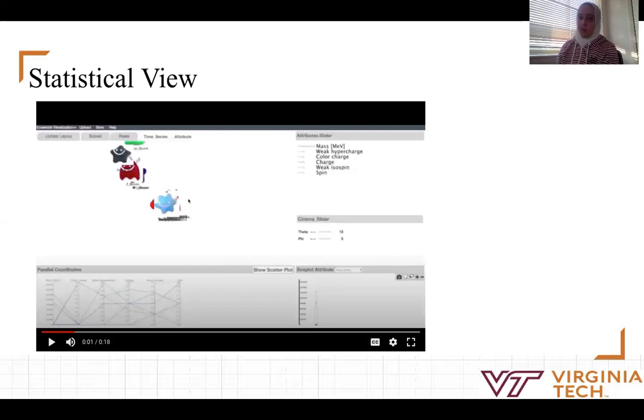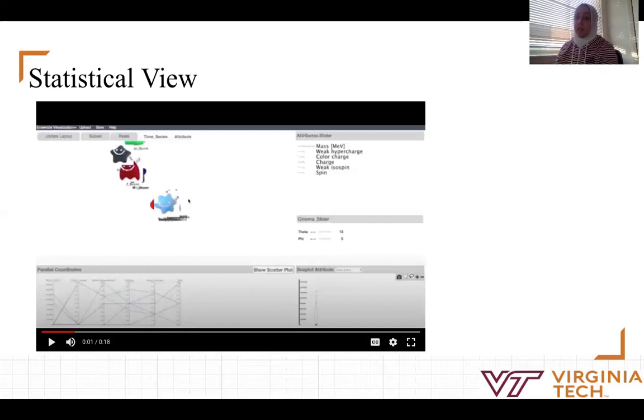So we need to interpret this. We need to get the optimal parameter settings. We need to understand the distribution, and maybe the scientist would be interested first in filtering or subsetting ensemble members that have a certain pattern. Maybe he observes something interesting in the statistical view that he needs to explore.